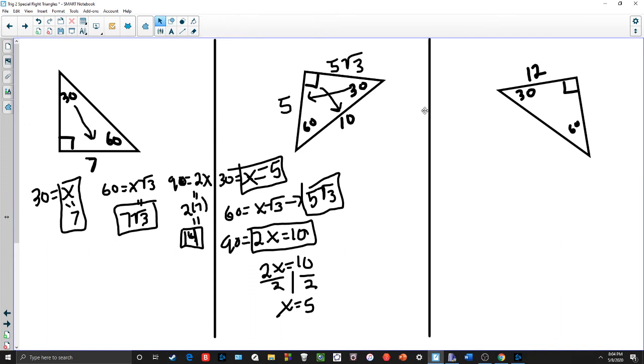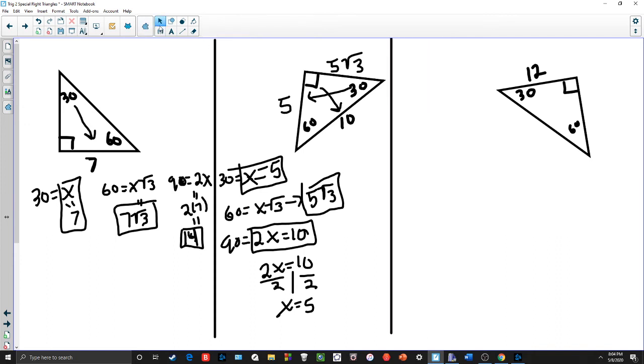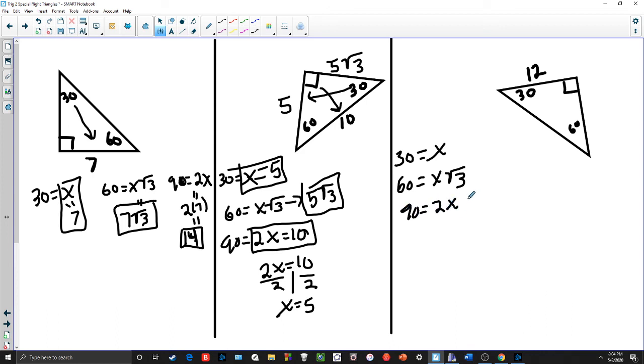Now the last one, again, this is probably the more complicated one overall, just because the 60-degree side is not a nice side. Let's write our ratios here. 30 is x, 60 is x root 3, and 90 is 2x. And we're going to solve.